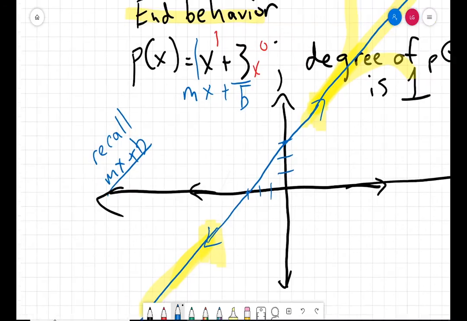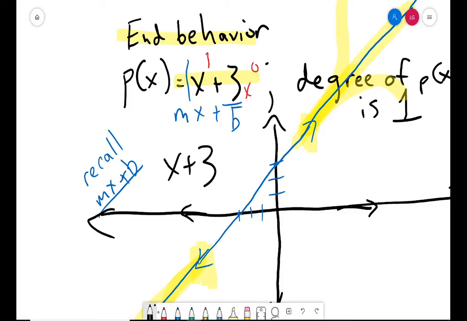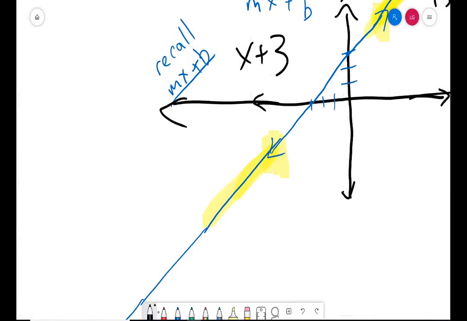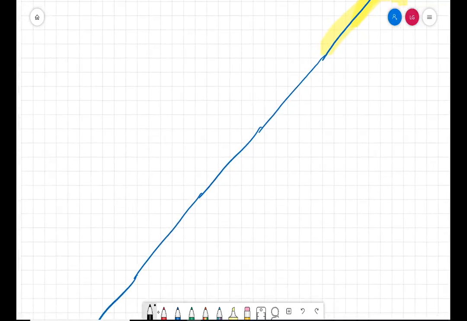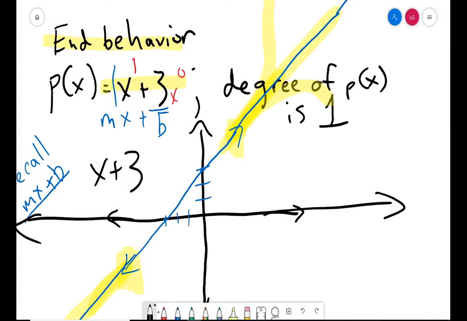You can see, in this line that we're talking about, x plus 3, let x be negative 10. Well, y is negative 7. Let x be negative 100. Well, y is negative 97. Let x be negative 1,000. Well, y is negative 997. So on, so on. Go left, go left, go left. Go down, go down, go down. All right. So that is also end behavior. Go far left, go far down. Okay. So that's a language base of it.